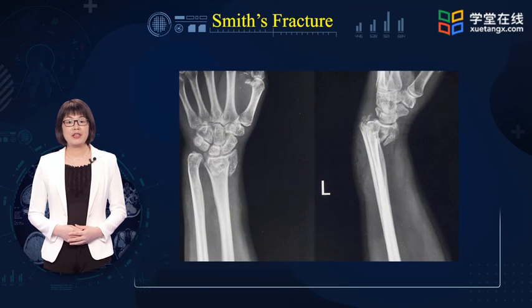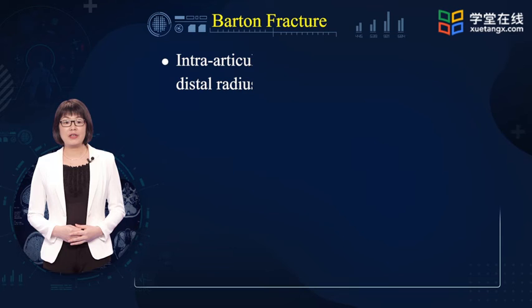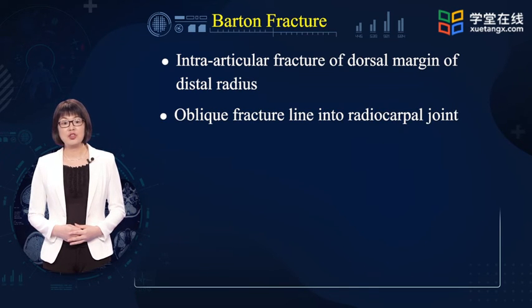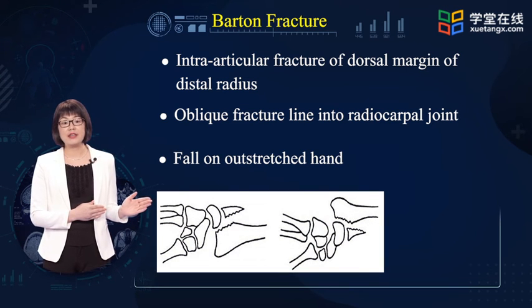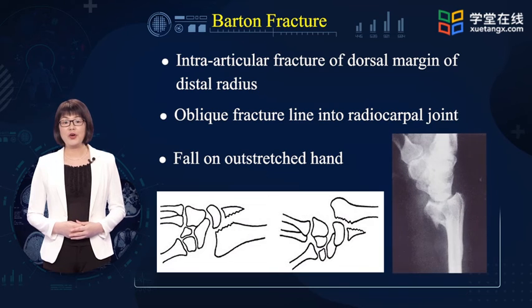Look at this typical Smith fracture of the distal radius, red arrow, with palmar angulation of the distal fragment. Barton fracture refers to the fracture of the distal radius involving the articular surface and subluxation of the radial part of the wrist after falling on an outstretched hand. Its diagram depicted the oblique fracture line extending into the radiocarpal joint. The lateral view on your right shows a comminuted fracture of the palmar rim of the distal radius.